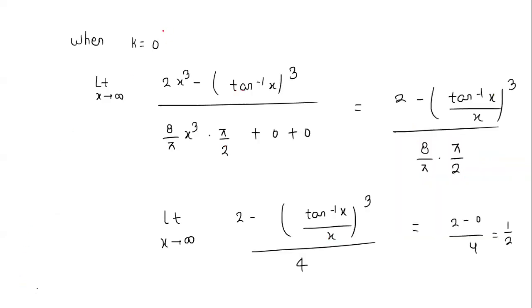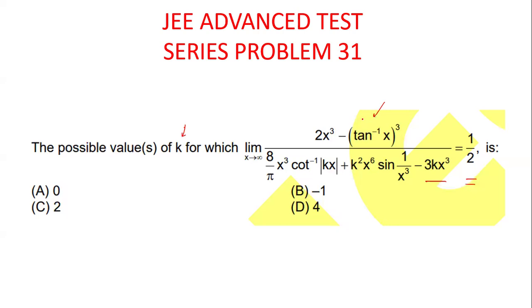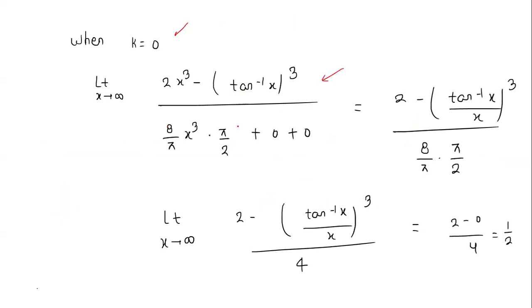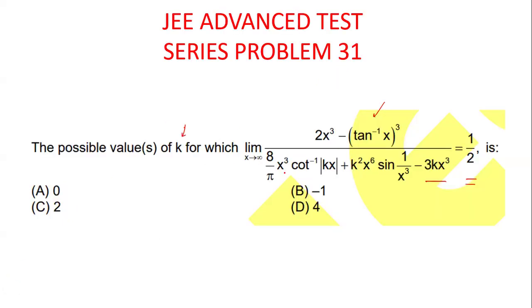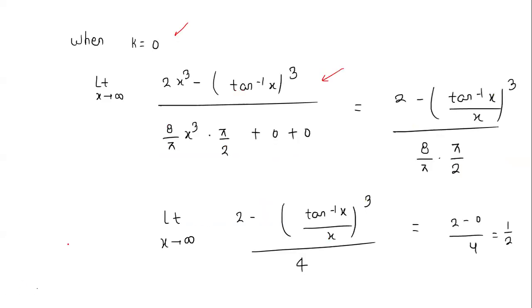First of all, we take the case when k is equal to 0. In that case, what will happen? The numerator is 2 multiplied by (x cube minus tan inverse x) whole cube, and this is as it is. In the denominator, because k is equal to 0, this thing will go to 0 and this thing will also go to 0. And we know the value of cot inverse 0 is equal to pi by 2, so this thing will become pi by 2. So we have this, and these two become 0.